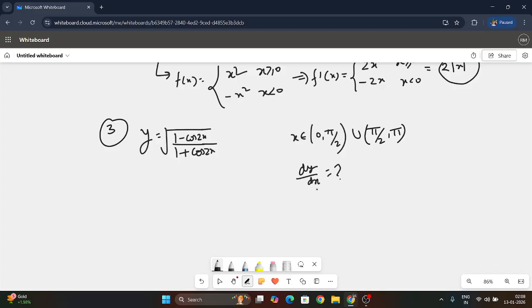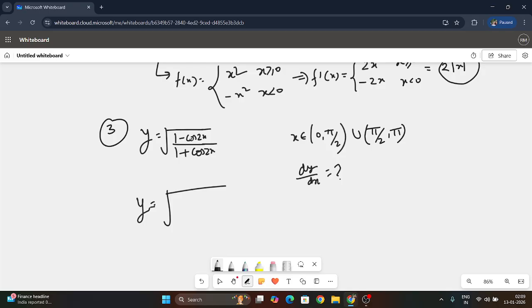So what can you do first here? First of all, we have to keep in mind that let's first simplify it, then differentiate it. Otherwise, if you differentiate now, it's going to be very lengthy. As you know, cos 2x has four formulas: 2 cos square x minus 1, cos square x minus sin square x, 1 minus 2 sin square x, and (1 minus tan square x) upon (1 plus tan square x).